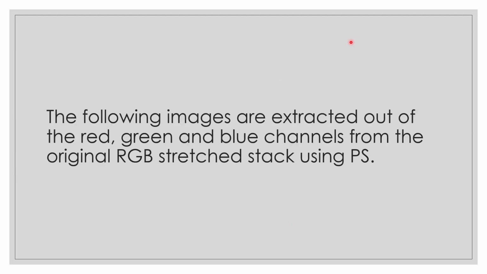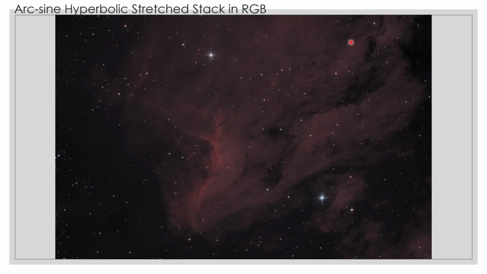All right, so the following images I'm about to show are extracted out of the red, green, and blue channels from the original RGB stretched stack using Photoshop. If you haven't watched my previous tutorial videos and you're wondering how I stretch my data and do operations on my data, I have a 3-part series that covers these ideas. How I stretch my data is using this arcsine hyperbolic stretching in Photoshop. And so this is my data.